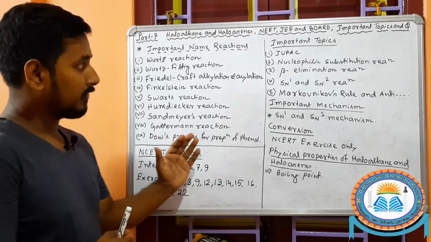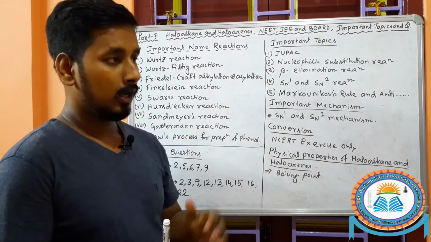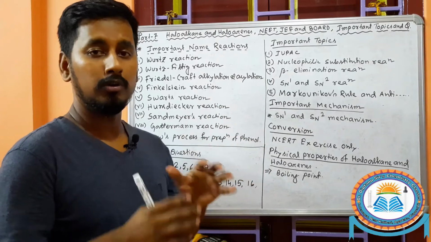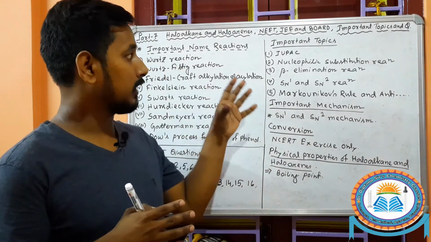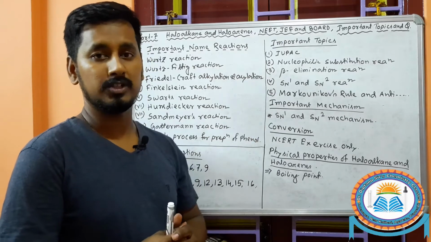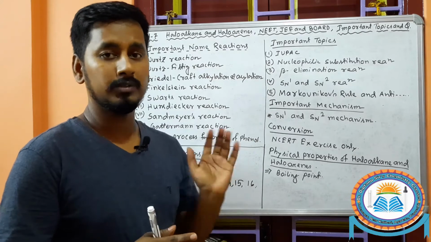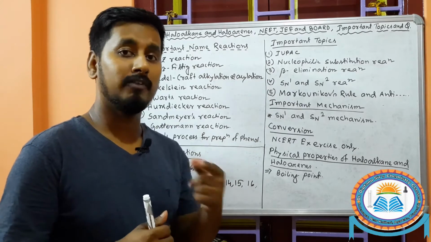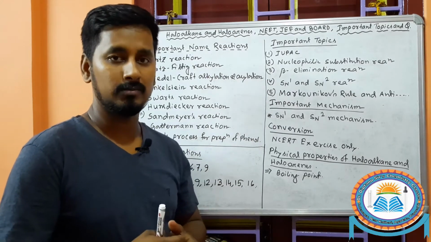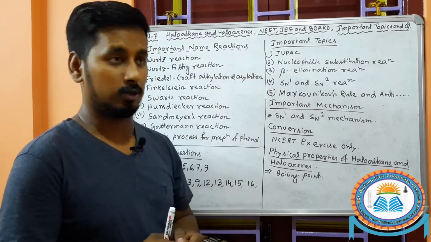Okay, after that, some important topics from this chapter. Which topic you have to follow first rather than other topics? First of all, that is the IUPAC nomenclature. IUPAC nomenclature is the most important topic, and from this topic you may have one question in your board examination as well as for your NEET and JEE examination also.